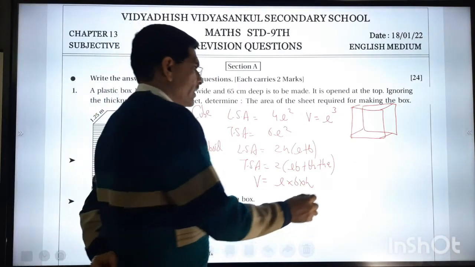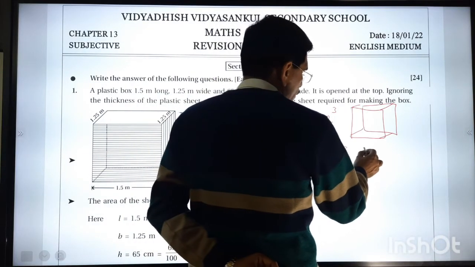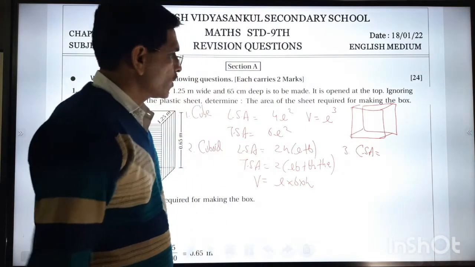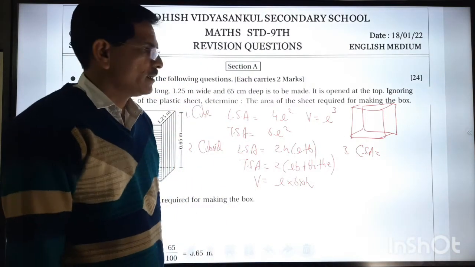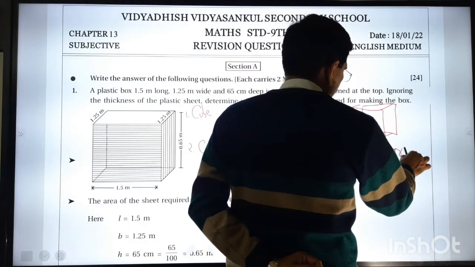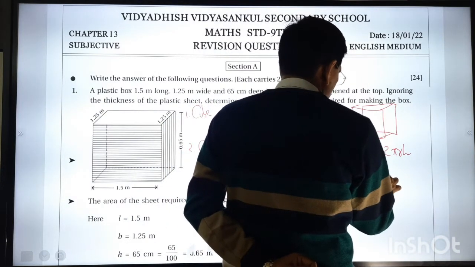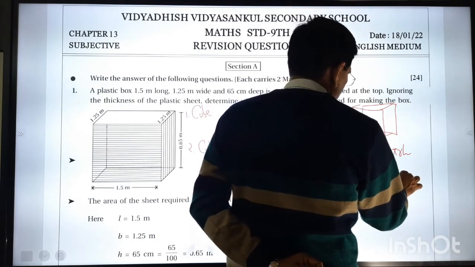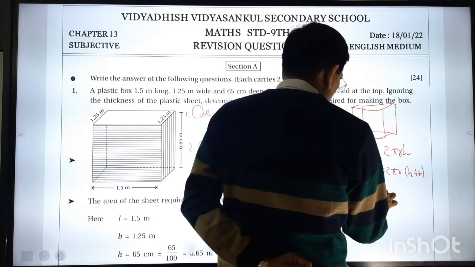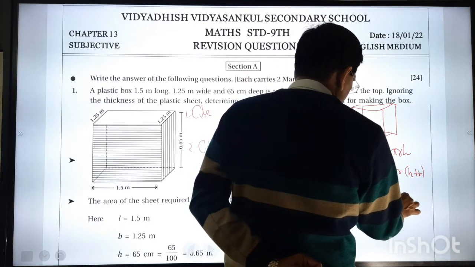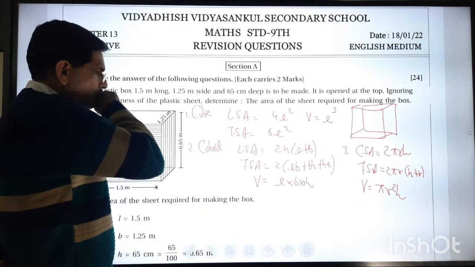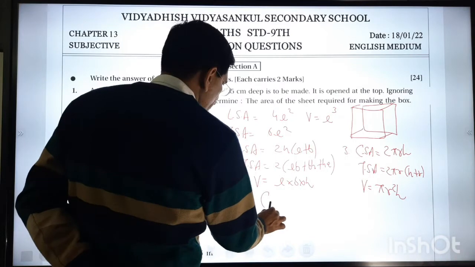Afterward, it's a cylinder. So for cylinder we write CSA because it's a curved surface, while in cube and cuboid it's lateral. Curved surface area is 2 pi RH. Total surface area is 2 pi R in bracket H plus R. And volume is equal to pi R square H.